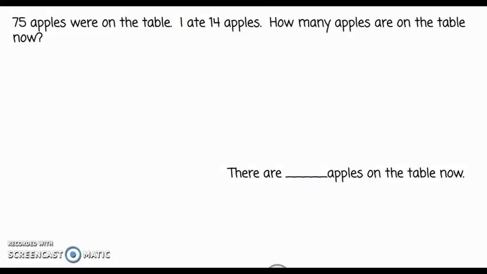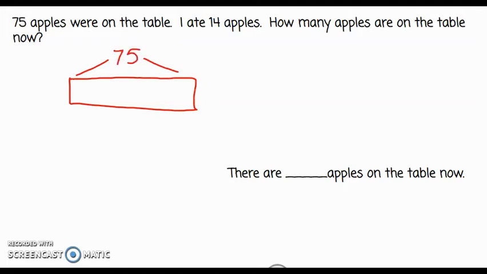Let's try another problem. 75 apples were on the table. I ate 14 apples. How many apples are on the table now? So again, I'm going to try to represent my problem using a tape diagram. In this case, I know that the total of apples that I started with was 75 apples. I also know that I ate 14 of them. What I don't know is how many apples are on the table now. So using our visual strategy here, we can see that we know the total, we know one of the parts. What's missing is the other part.